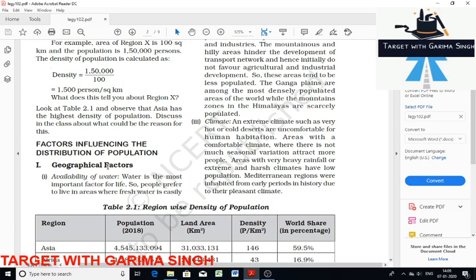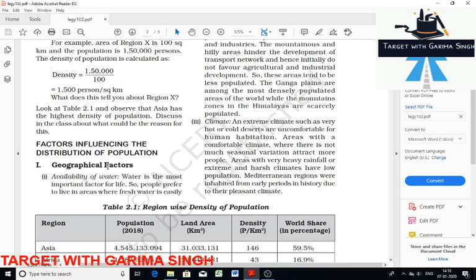Landforms like flat plains and gentle slopes are preferred by people because these are favorable for production of crops and help to build roads and industries. So you get dense population in flat plains and gentle slopes.